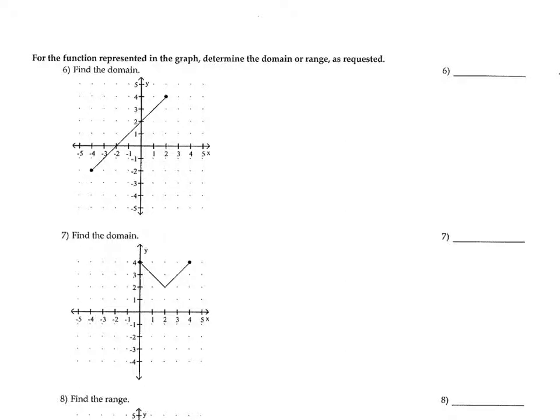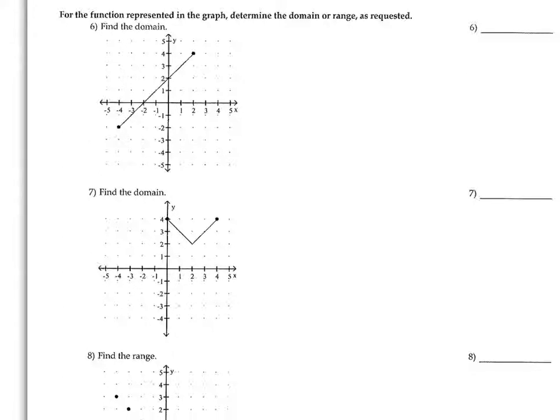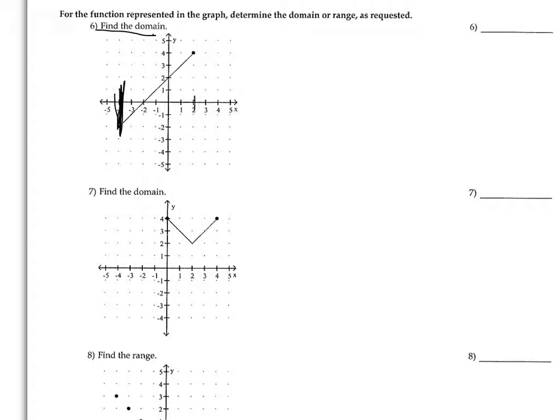Now here we're going to go through this again. We're going back to that notion of domain and range. Now here, if we're saying what's the domain of this function, the domain is all the x values. And notice that we start at x equals negative 4 and go all the way to x equals 2. So the domain of this is negative 4.